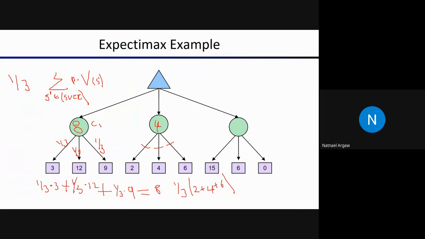Let's do this one. For this one, we have 1 over 3 times 15 plus 6 plus 0. Since it is 0, we will not consider it here. Then 21. 21 over 3 is 7. Here we are done, right? We calculated the expected utility of each chance node under the root node.